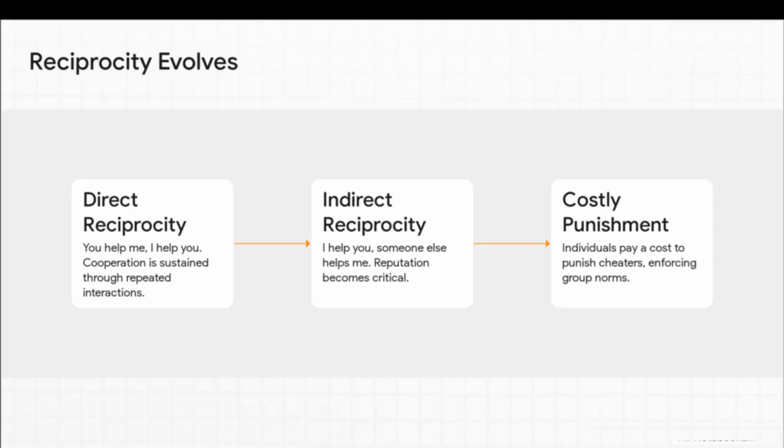And this is where the power of reciprocity comes in. It starts simple. You scratch my back, I'll scratch yours. But humans took it to a whole new level with a system built on reputation. I help you, and someone else sees it. And now they think I'm a good cooperator, so they're more likely to help me later. And to make sure the system works, we develop this deep, powerful urge to punish cheaters, even if it costs us something to do it.